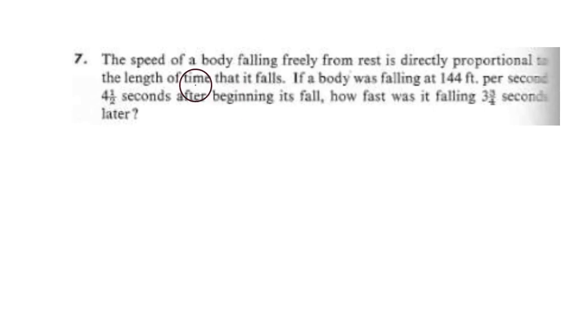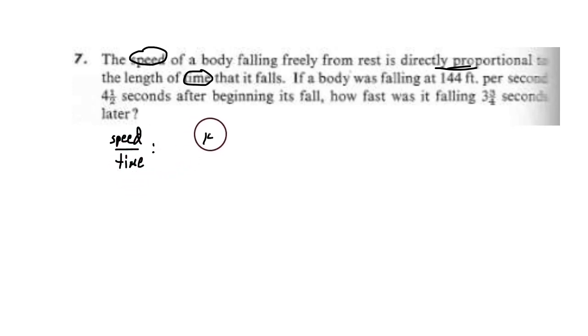Number 7. The speed of a body falling freely is directly proportional to the length of time that it falls. So our variables are speed and time. We're given a speed and a time in seconds, and then we're asked for a speed with a different amount of seconds. I'm going to create a proportion. On top, I'm going to put speed, and on the bottom, time. This could be upside down. It does not matter. You just have to know which you're choosing to do.